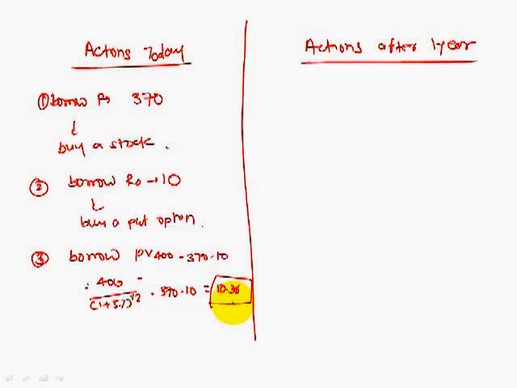Effectively I have borrowed a total amount of 390. We've just divided it into three parts. I borrowed 390, then I bought a stock of 370, I bought a put option of 10 rupees, and the remaining 10.36 is with me. Now after 1 year my total outstanding loan is going to be 400, because I had borrowed the present value of 400.